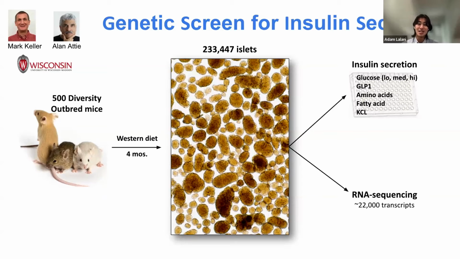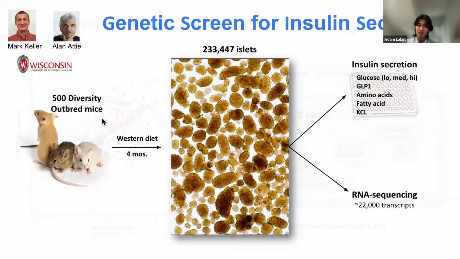They analyzed data they collected from diversity outbred mice, a collection of over 500 diverse mice that are used as a model for mimicking genetic diversity in humans. The mice were fed a Western diet, which is a high-fat, high-sucrose diet for 4 months. Then, RNA-seq and insulin secretion data was collected from the pancreatic islets extracted from these mice to measure gene expression and insulin secretion level.